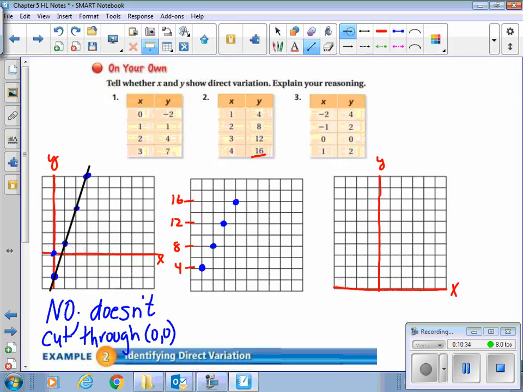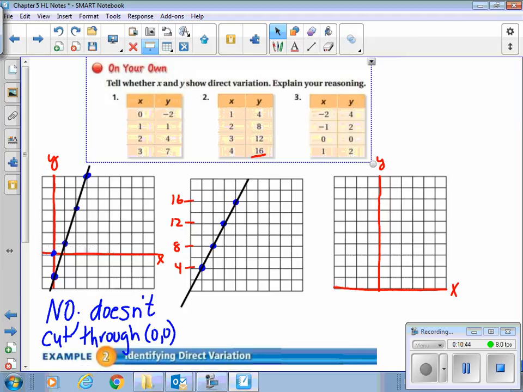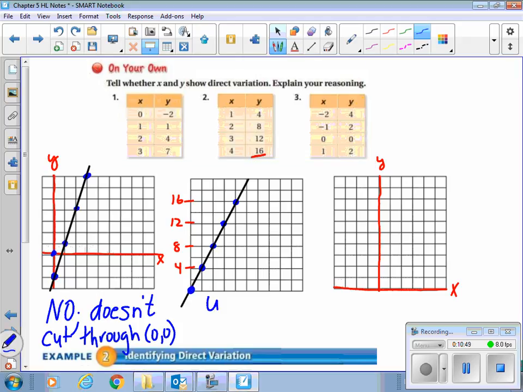Grab that straight edge that we need, drawing a line through the points and extending it. And see, I'm even off a little bit there. I have to move this over to make sure I'm cutting through all the points. And even when I do that, I can still see, did we hit that origin? Yes, we did. Therefore, this one is showing direct variation, and the reasoning would be straight line through 0, 0, through the origin.